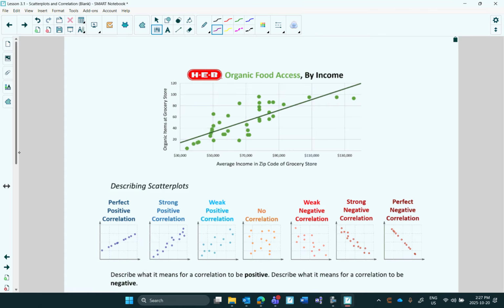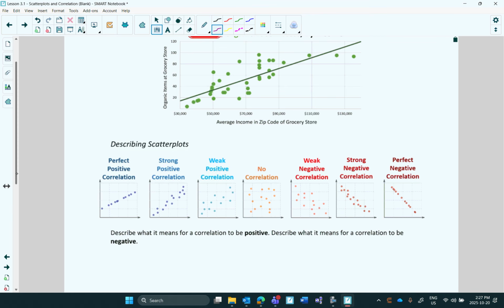So how do we describe scatter plots? Well, we want to talk about the relationship between the two variables, between household income and how many organic items are offered at a grocery store. So, what can you see right now? Just ignore this line for a second. Just look at the points. What would you say?